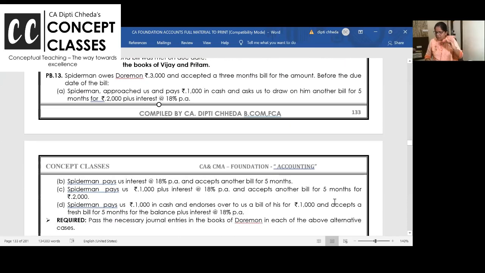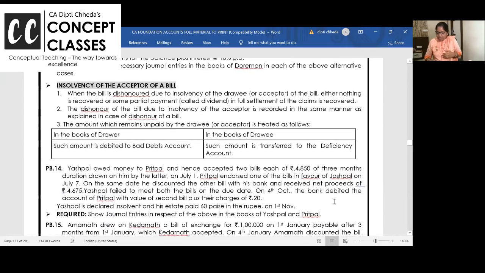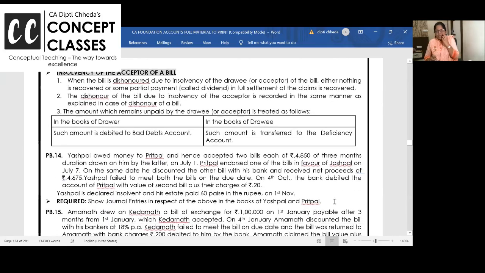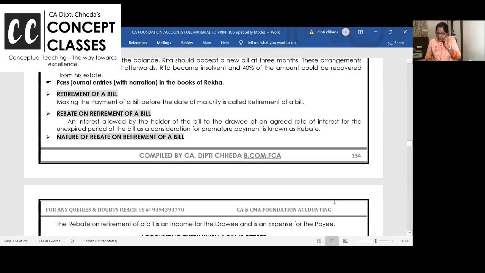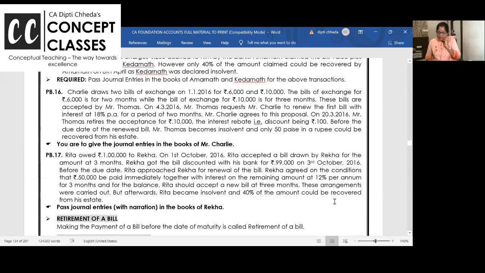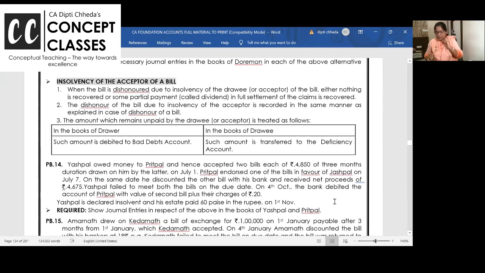13th problem we are not doing now. Same combinations, you can do it as homework. Let us go to the next important concept. I said 3 concepts we are doing today: interest, rebate and insolvency. Insolvency is also good, rebate is also there. Okay, after insolvency we do it in sequence only.